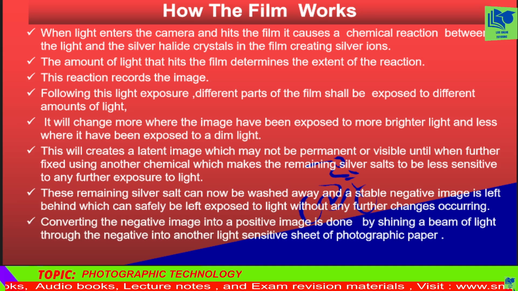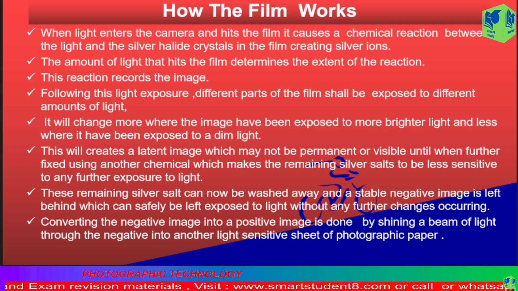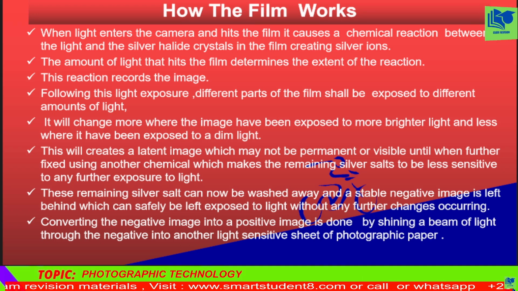Converting the negative image into a positive image is done by shining a beam of light through the negative, usually in a darkroom, onto another light-sensitive sheet of photographic paper. This paper is then developed and fixed to give a positive image that can now be enlarged into various desired sizes and many copies made from it in a process called printing.